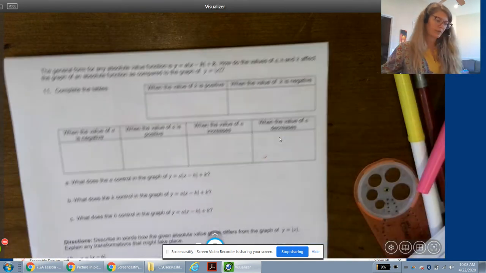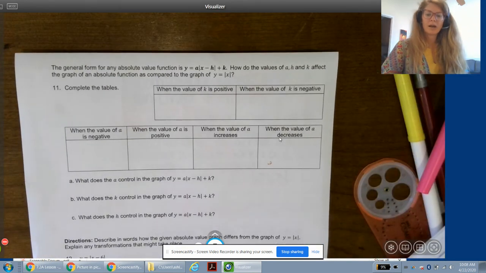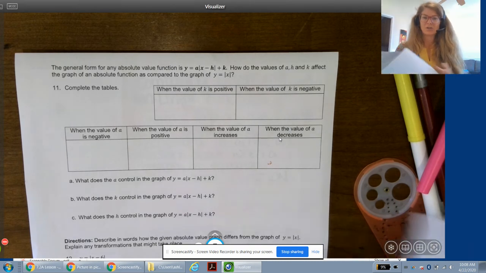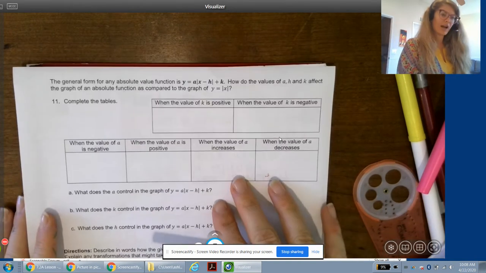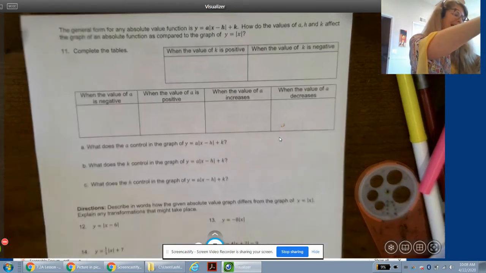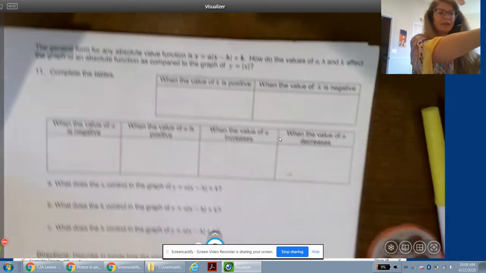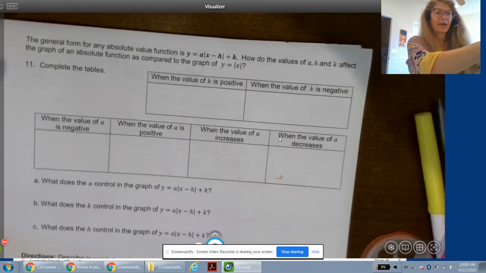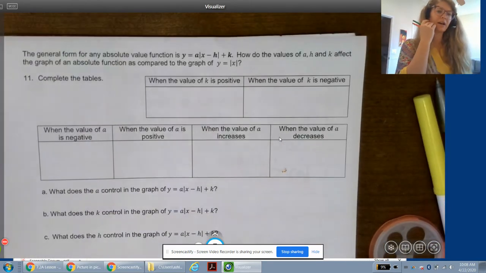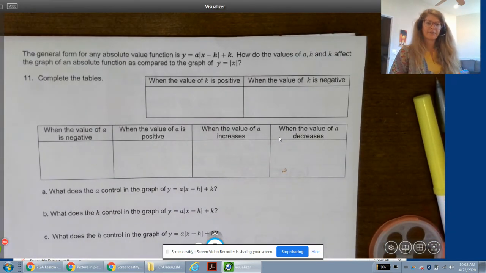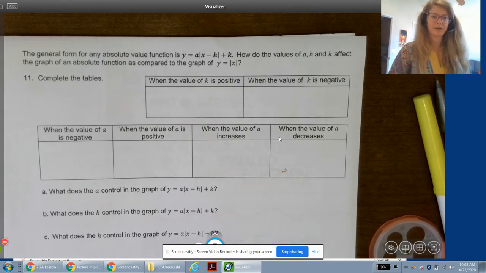Cool. So we're going to organize all that cool information into a fun table and connect it to an equation. The general form for any absolute value function is y equals a times the absolute value of x minus h, all plus k. How do these values of a, h, and k affect the graph of an absolute value function when it's compared to the graph of y equals absolute value of x?